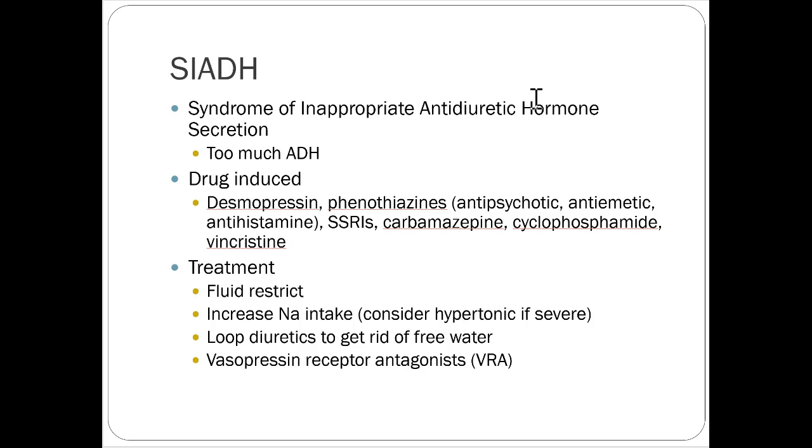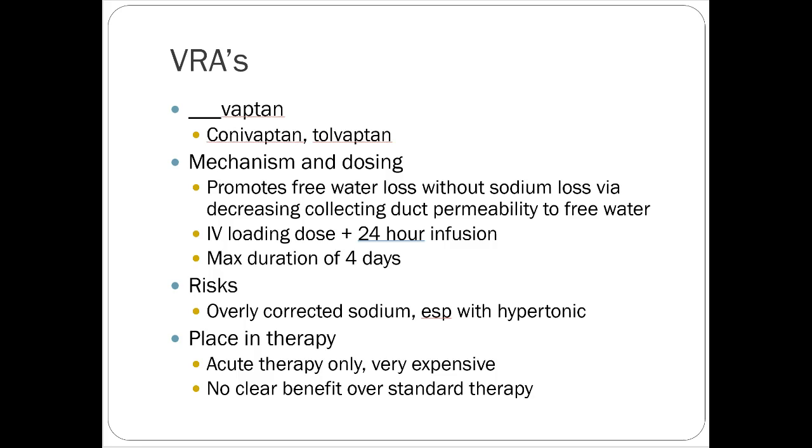So certainly, fluid restriction and increasing your sodium intake are going to be your big ones you're going to try. Loop diuretics are a cheap way to get rid of free water. They're going to waste some sodium, and you're going to have to manage potassium and things like that too. But the VRAs have a role. It's just a limited role, mostly based on their cost and their extreme risk of causing overcorrection.